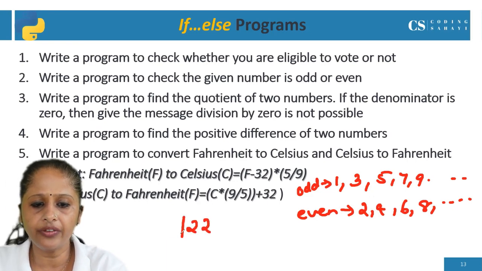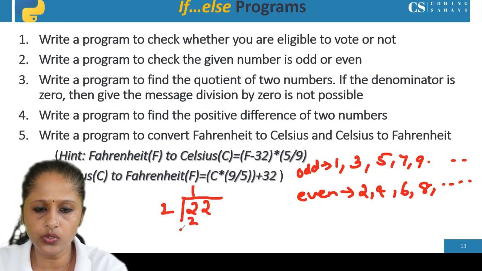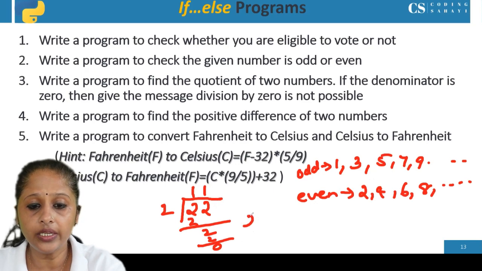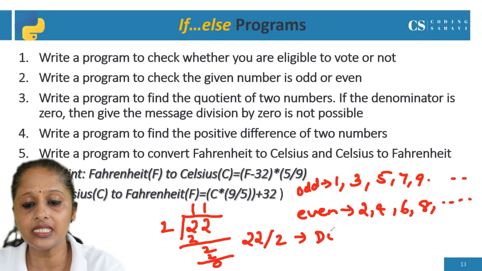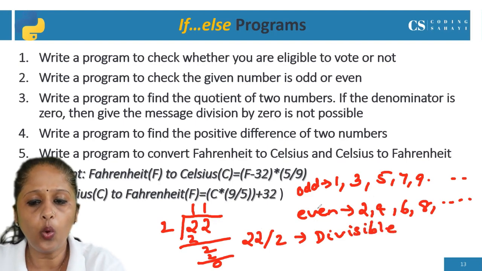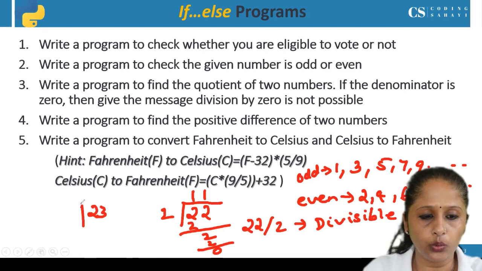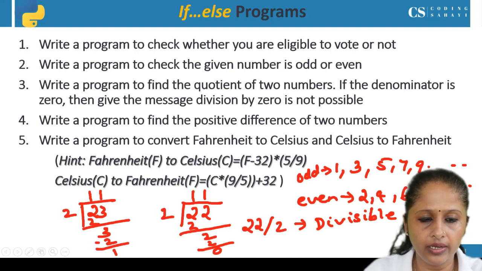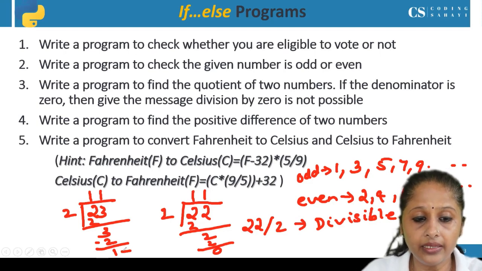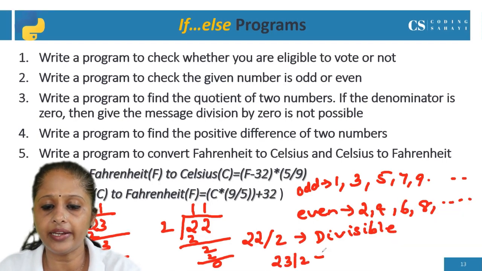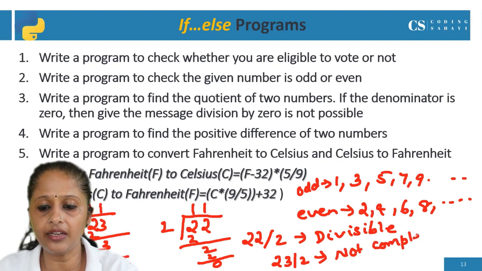For example, 22 divided by 2. Here 1 2s are 2. Then here 2, 1 2s are 2 and 2 minus 2 you are getting 0. So that means 22 divided by 2 is divisible, right? So what about 23 divided by 2? Here 1 2s are 2. Then 3. Then in 3, 1 2s are 2. So 3 minus 2 you are getting 1. So here we have a remainder. So we can say 23 divided by 2 is not completely divisible, right?